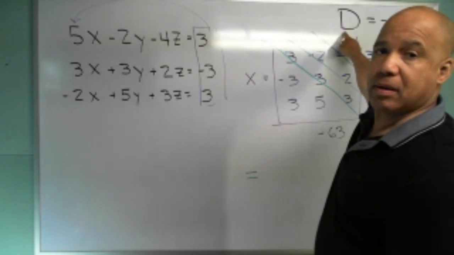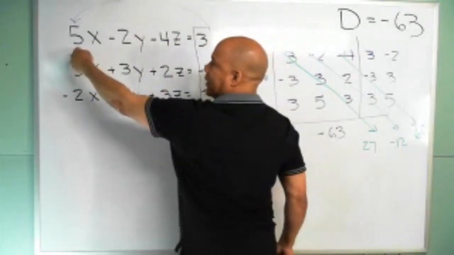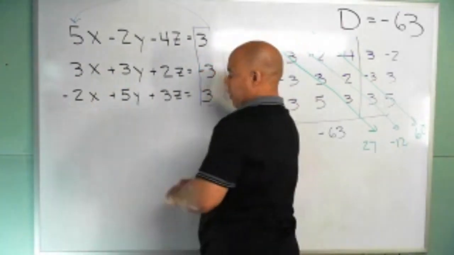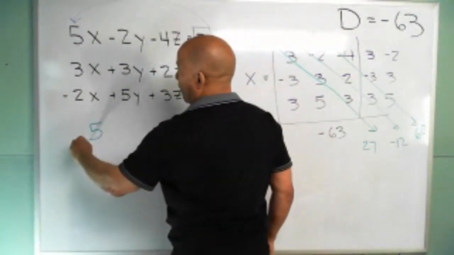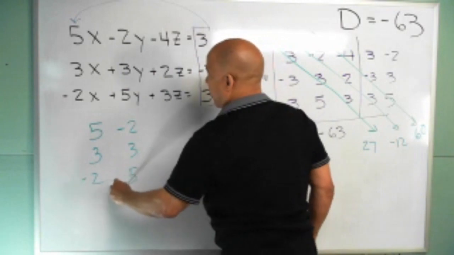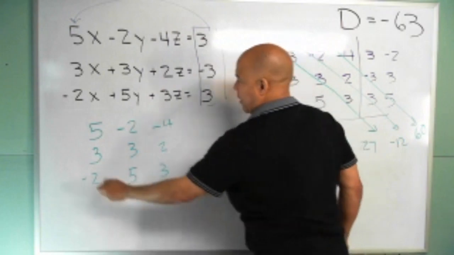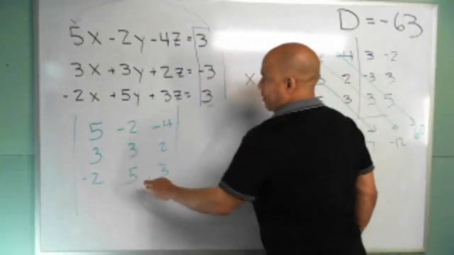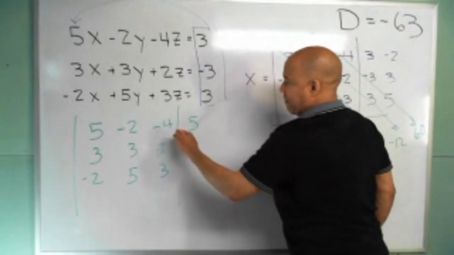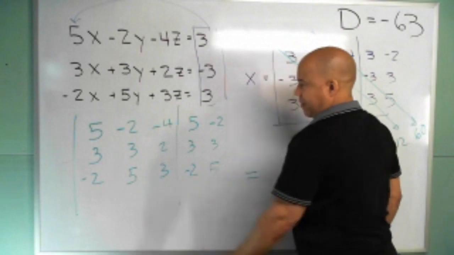D? Yep. Okay. The way we got D, you write the coefficients. You've got to have everything in order: X's over X's, Y's over Y's, and then you just write the coefficients down as they appear. So we wrote 5, 3, minus 2, then minus 2, 3, 5, and then minus 4, 2, 3. And then I just expand it. I expand the first two columns. So I go 5, 3, minus 2, and minus 2, 3, 5.